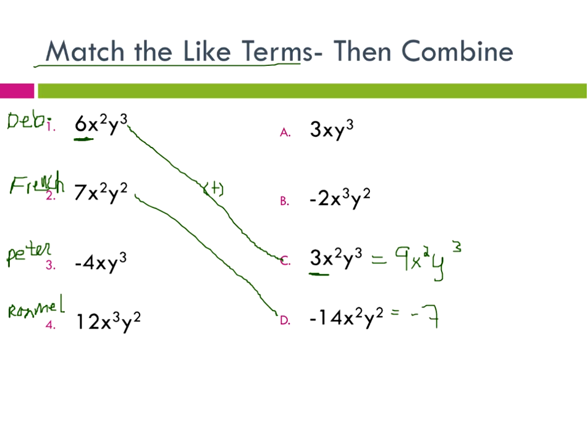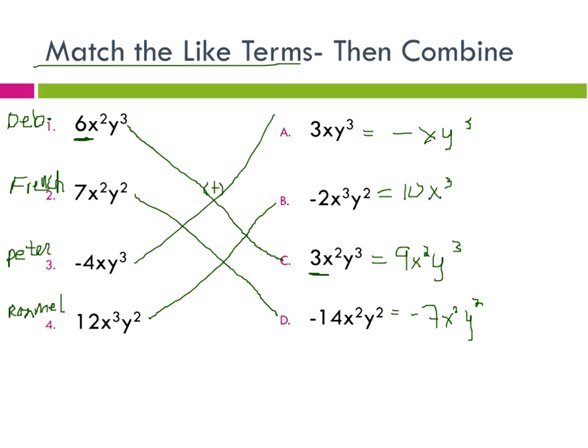When we combine those, good. Negative 7x squared y squared. And Peter combined his, 3 and A, and when you combine those together, good, you get a negative xy cubed. And Ronmel combined his together, 4 and B, and got 10x cubed y squared.